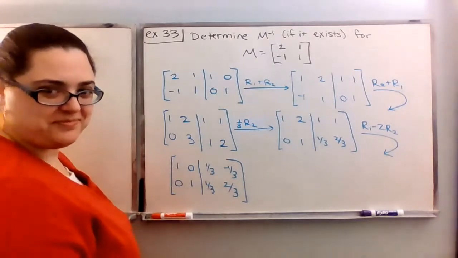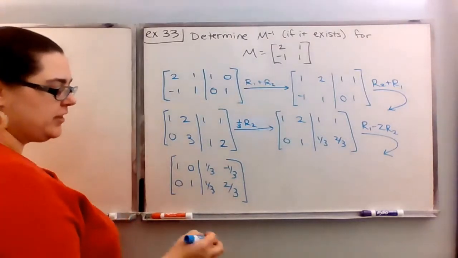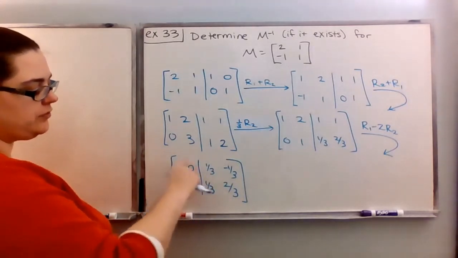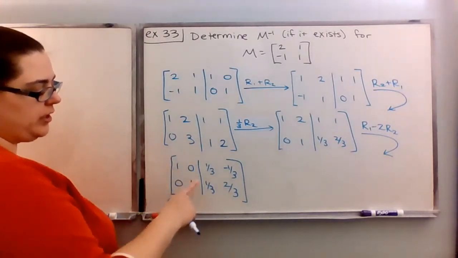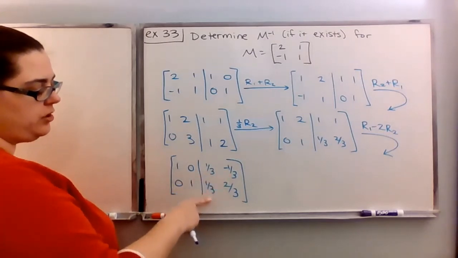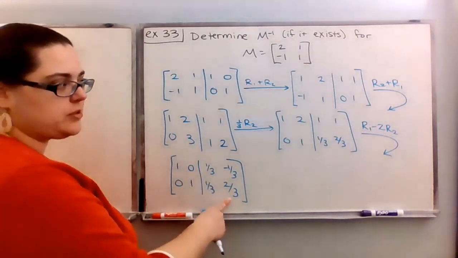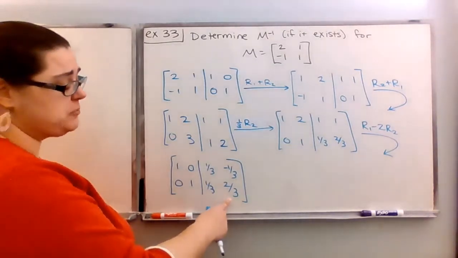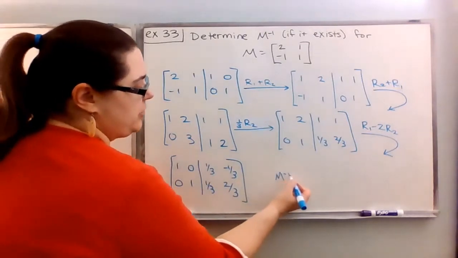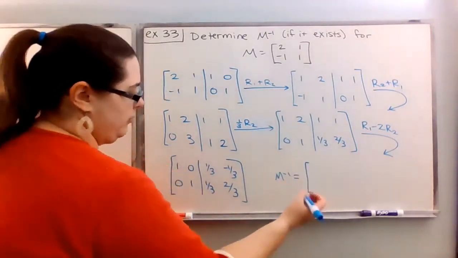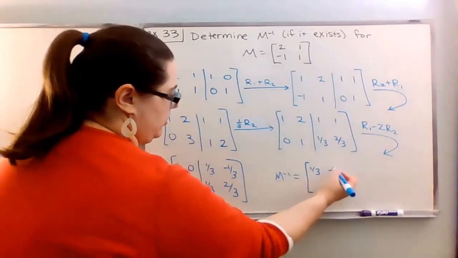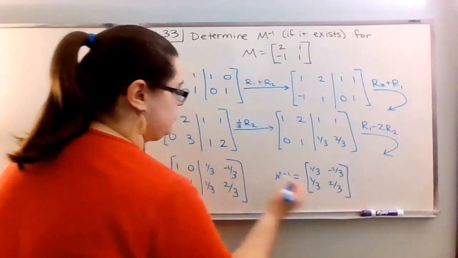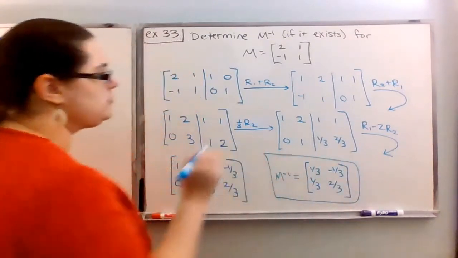Okay. How did you do? Did you get where I got? So when I finished my row reduction, here's my identity on the left, and I get 1/3, -1/3, 1/3, and 2/3. Unfortunately, we have a bunch of fractions here, but it's how the cookie crumbles sometimes. So we're going to say that M inverse is equal to that matrix: 1/3, -1/3, 1/3, and 2/3.